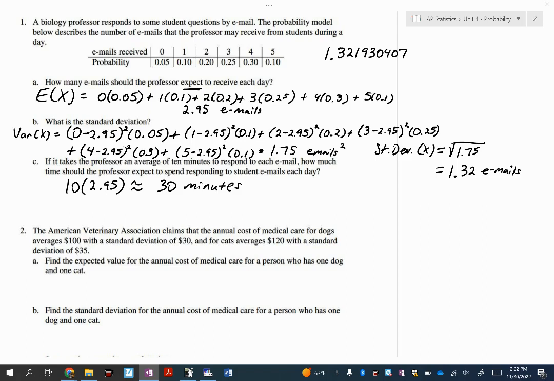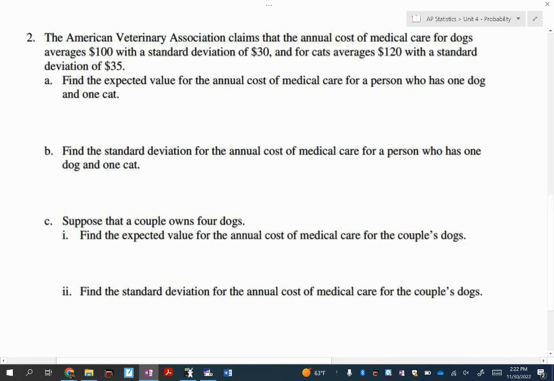Now, number two is actually similar to a problem that we did on the homework before Thanksgiving. We had that problem about how much it would cost to take care of a dog or a cat. All right, so it's actually the same problem, but it's changed a little bit. The beginning is the same. We're saying the annual cost of medical care for dogs averages $100 with a standard deviation of $30, and for cats, it averages $120 with a standard deviation of $35. So, find the expected value for the annual cost of medical care for a person who has one dog and one cat. So that's dog and cat.